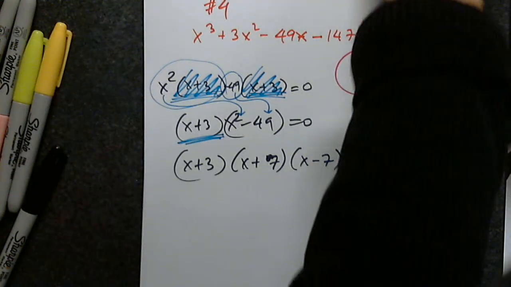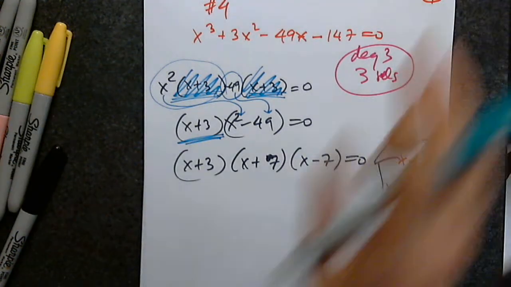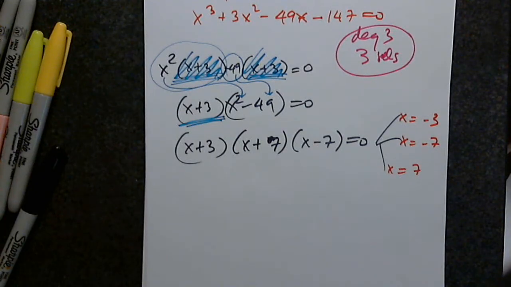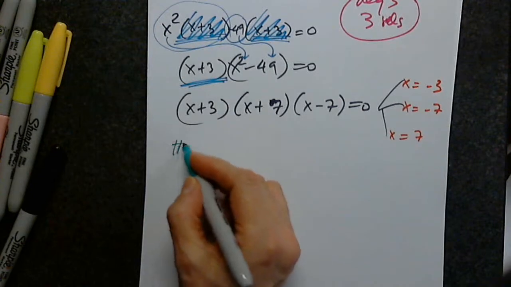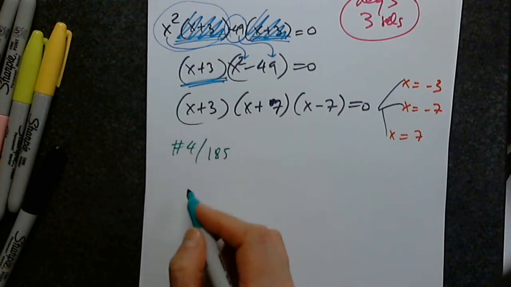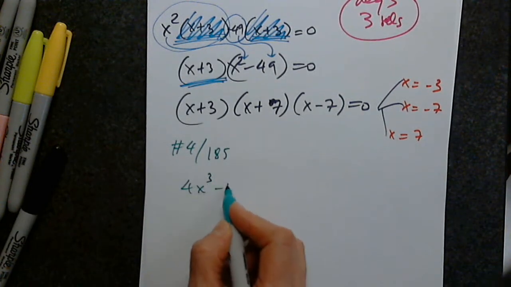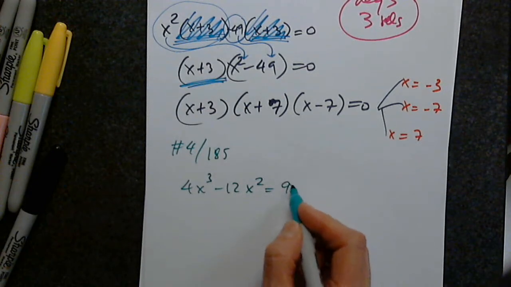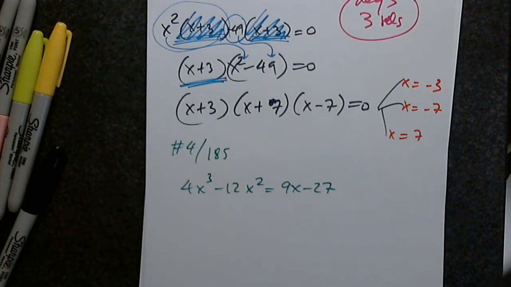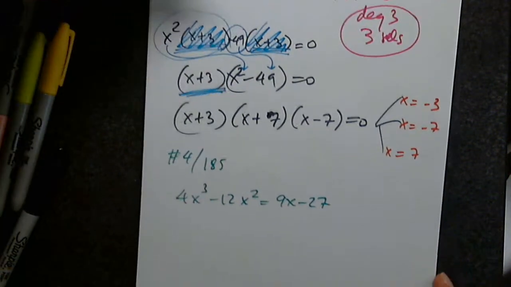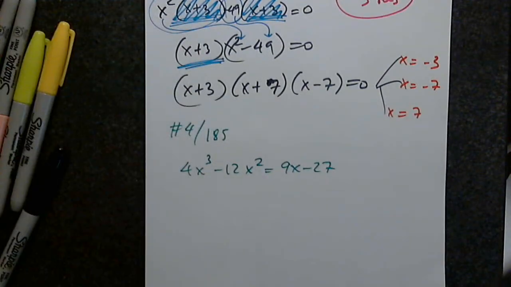So it's number 4. We may have done it or not. I'm not sure. 4 on page 185. 4x cubed minus 12x squared equals 9x minus 27. Or can we try to do it like first? Okay, yes. Just go ahead and work on it for a minute.